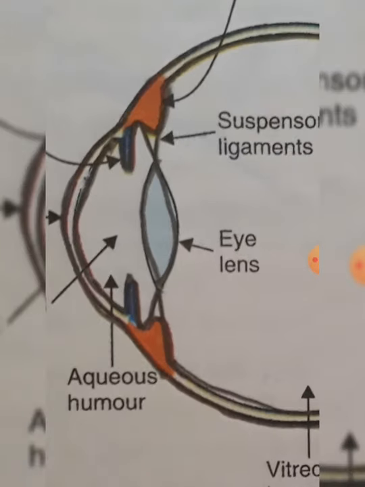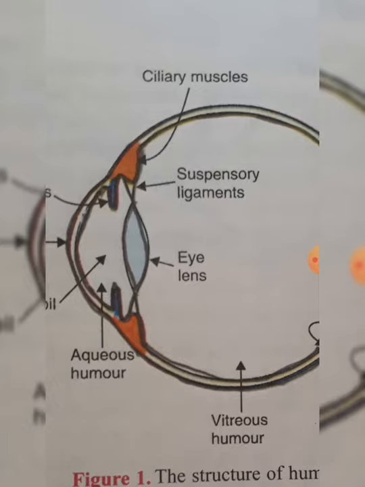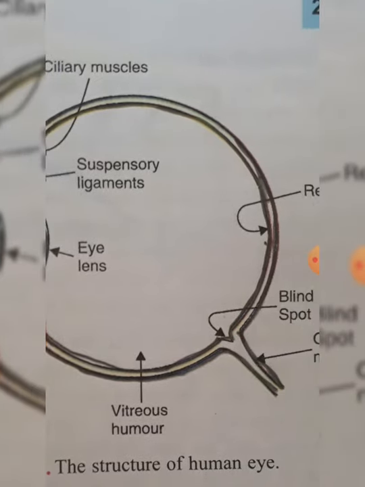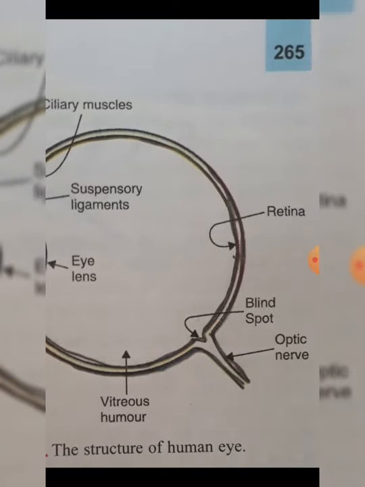Now, as you know, our eye lens is a convex lens, so it converges the light rays and produces a real and inverted image of the object here on the retina.